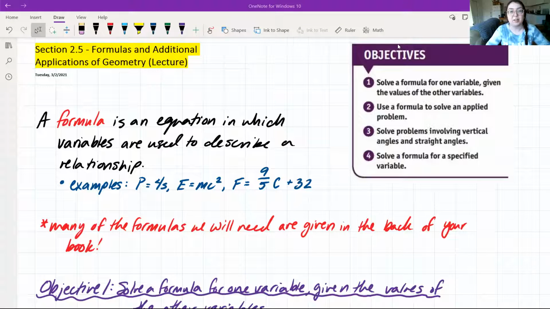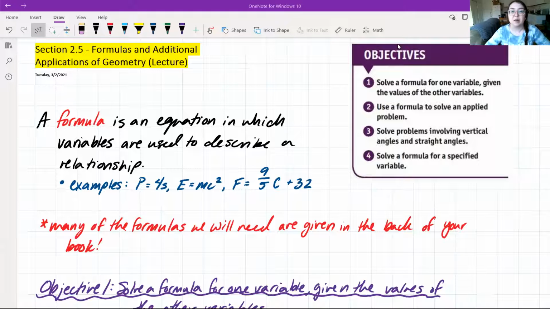So to define a formula: it is an equation in which variables are used to describe a specific relationship. Some examples would be P is equal to 4S, E is equal to MC squared, and F is equal to 9/5 C plus 32.